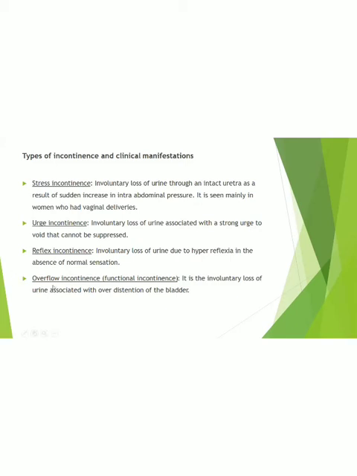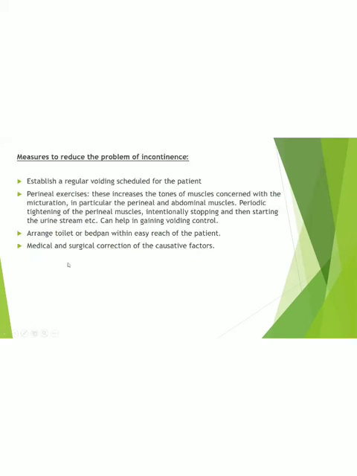The last one is overflow incontinence. It is the involuntary loss of urine associated with over-distension of the bladder. When the bladder is full but we don't feel the urge to urinate, this can also happen involuntarily. So what measures can we take to reduce this problem of incontinence?